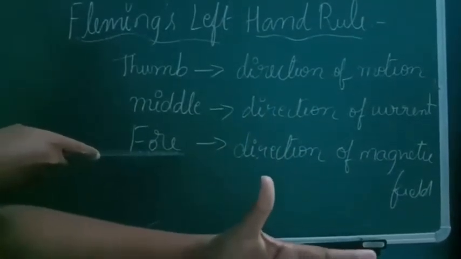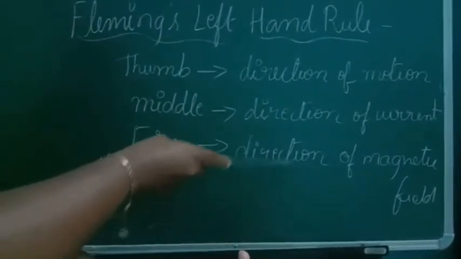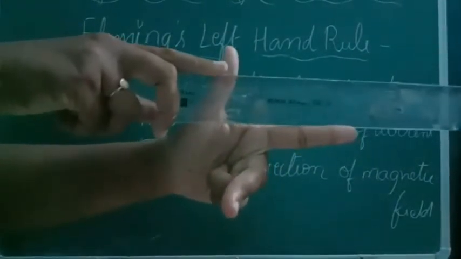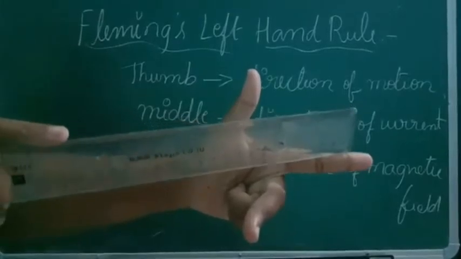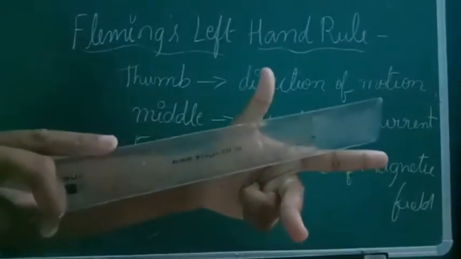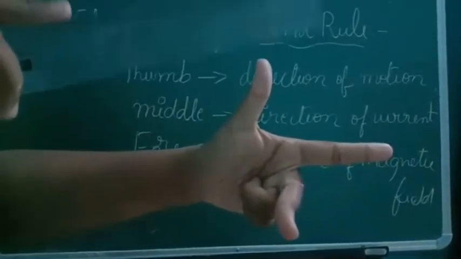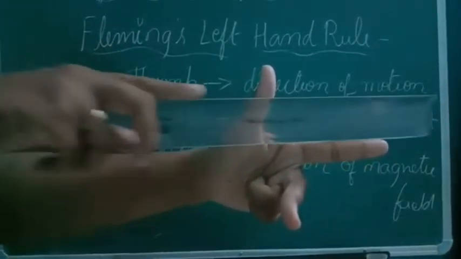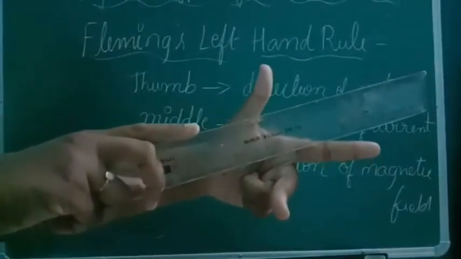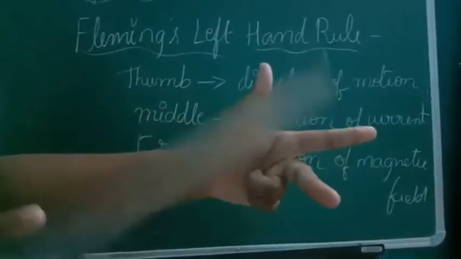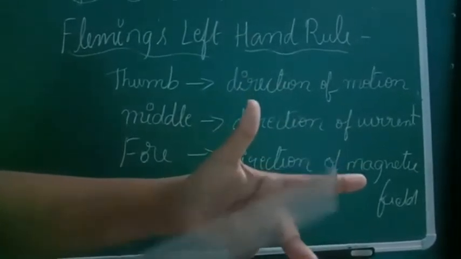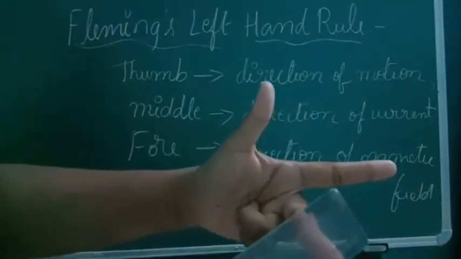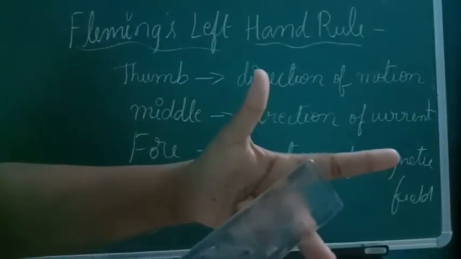Similarly, the forefinger. Forefinger shows what? It shows the direction of magnetic field, towards this way. So I repeat, the thumb finger shows the direction of motion of the conductor and the forefinger shows the direction of magnetic field. Now which is remaining? The middle finger is remaining. So the middle finger also has some duty. What? It shows the direction of current. The middle finger shows the direction of current.